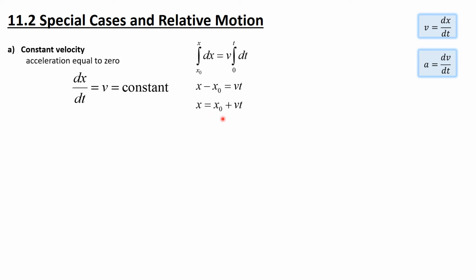Or you can rearrange this to look like a line, y equals b plus mx, x equals x naught plus vt. Velocity is the slope of this line, v equals dx dt, change in position over change in time. It's linear. And if you want to know how far you've gone, just multiply your velocity by your time.